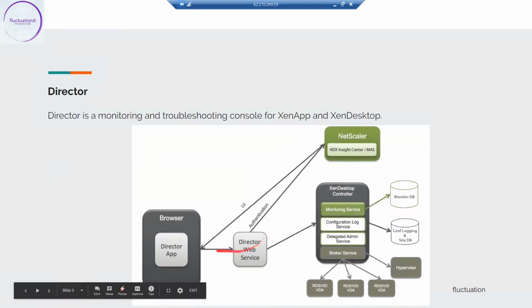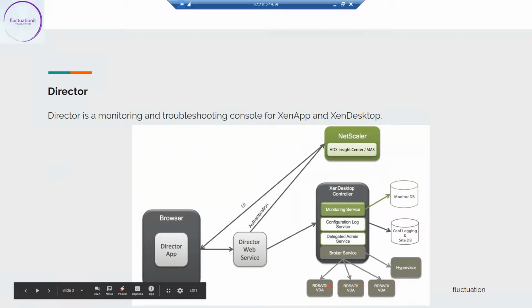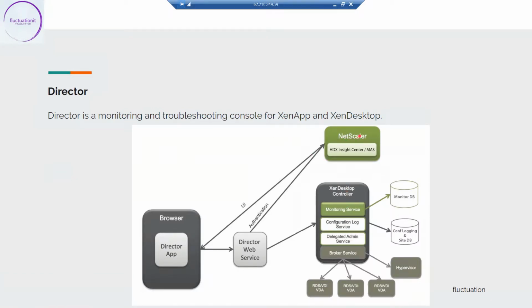I have my Director app, it's a browser, and I have the Director web services. It does authentication, and it connects directly to the XenDesktop controller, so it's able to monitor everything. It can monitor the monitor DB, configuration logging, the site database, the hypervisor, and all the RDS, VDI or XenDesktop. So this is a very nice tool, and you can even integrate it with MAS. MAS is a solution to manage NetScaler.